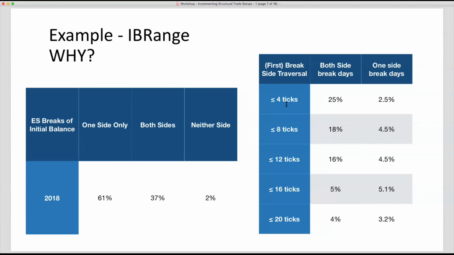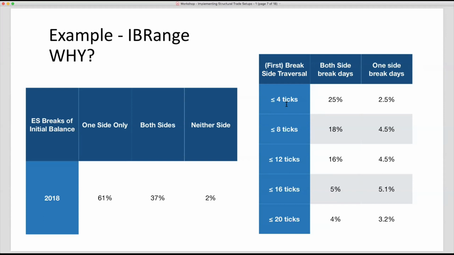If we can identify what is a weak break, then we know we've got a decent likelihood of going all the way back to the other side. But the question is, how do we identify a weak break? And you go, oh, I know what I'll do. As soon as it breaks, I'm going to fade at 4 ticks or 8 ticks or 12 ticks. Well, you could do that, but that's a bit unsophisticated. So that's why we need to look deeper into what's going on.